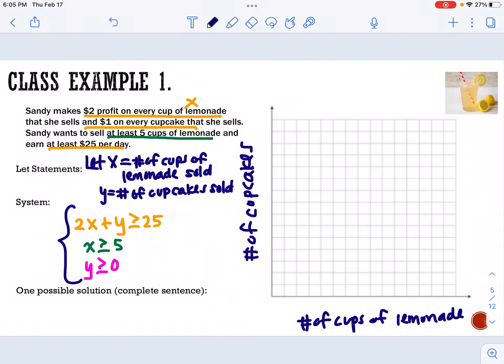I look at the problem as a whole, and it really is talking about just what Sandy is selling here. So I'm going to call this graph Sandy's sales. And remember, your title can be a little different. It just has to pertain to the problem.